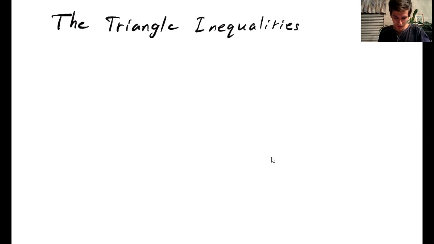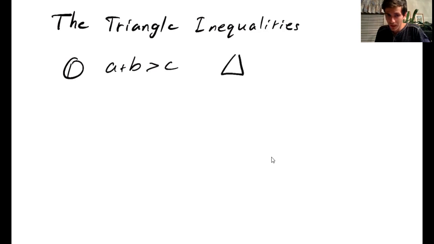So the first thing we're going to go over is that we're going to want to prove that A plus B is greater than C. If you look at a triangle with sides A, B, C, you can see by example that it's pretty obvious that A plus B is going to be greater than C.